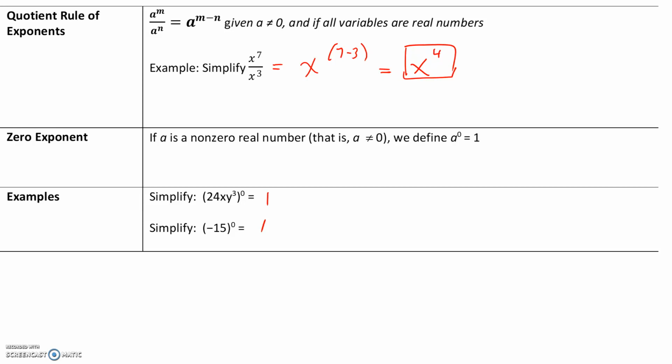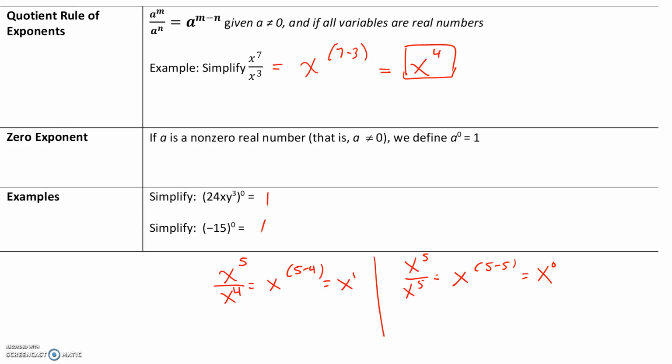Let's think about how we get a zero exponent. Let's say we have x to the fifth divided by x to the fourth. This will give us x to the 5 minus 4, which is x to the first. For us to have a zero exponent, we would need to have x to the fifth divided by x to the fifth, because this will give us 5 minus 5, which is x to the 0.